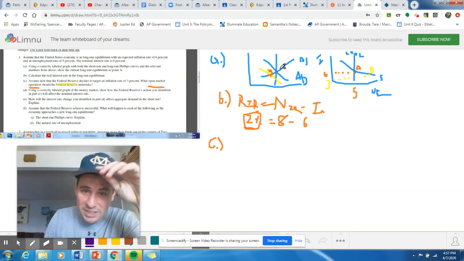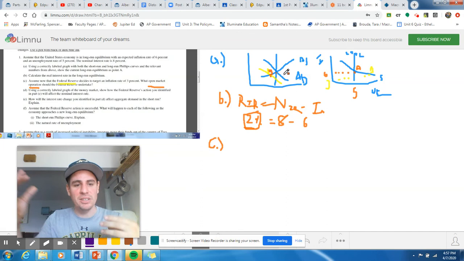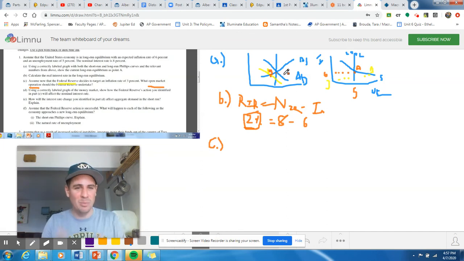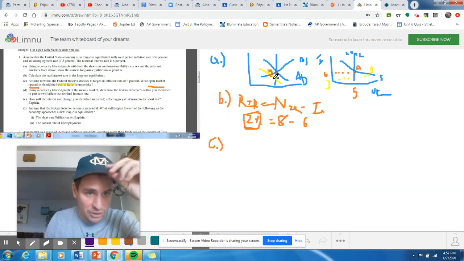Because again, for price level to decrease is the same as inflation rate decreasing, right? Price level and inflation, we can think of them as synonymous. Well, if price level is 6%, how do I get it to 3%? Well, price level needs to decrease, so aggregate demand needs to decrease. Again, how do you know it's aggregate demand?